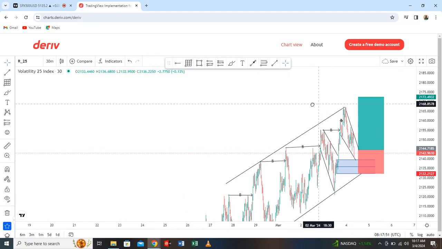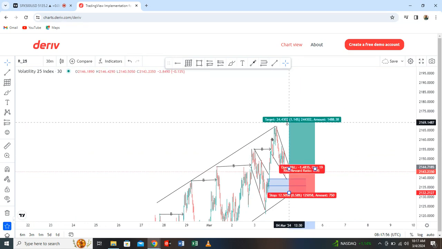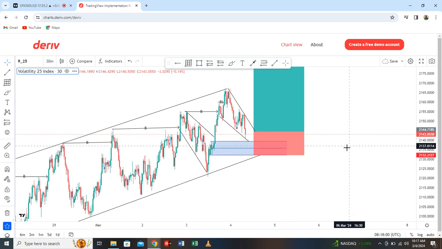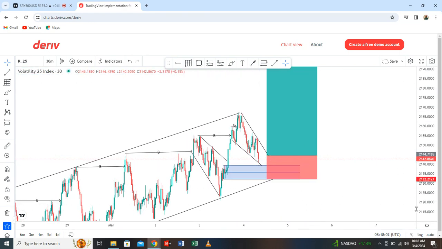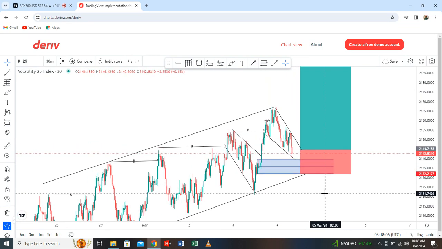My target, I'm not going to target here because of the risk to reward ratio. It won't be balancing. Since we're pushing to the upside, I'm going to let this one run up until, I don't know, up until when, but I'm just going to let this one run because we're in an uptrend. So just going to keep it moving, guys.